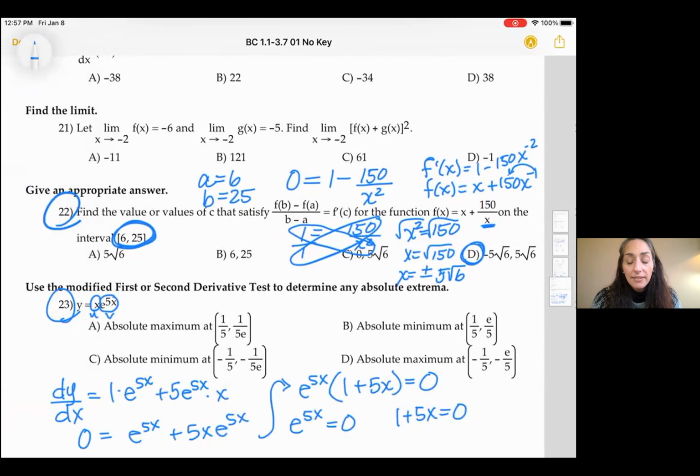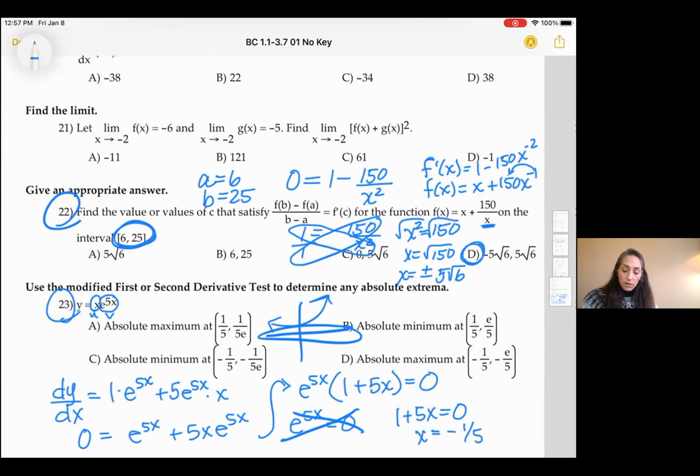Now, e to the x looks like this. E to the 5x looks like that too. It's just a lot steeper. It's never going to equal 0. So this is never going to equal 0. You have a horizontal asymptote, which is the x-axis. So it's not going to equal 0. But this one will. So x is going to equal negative 1/5.